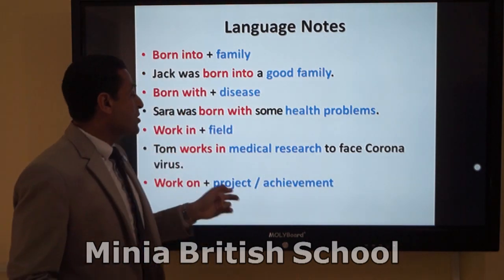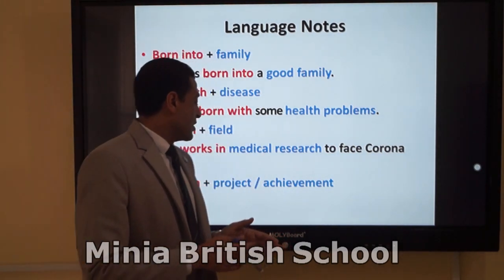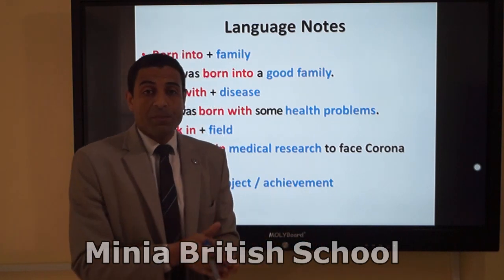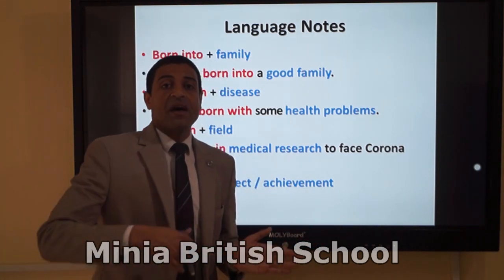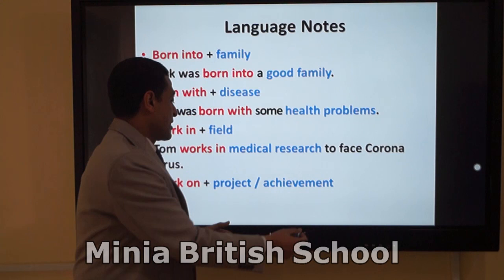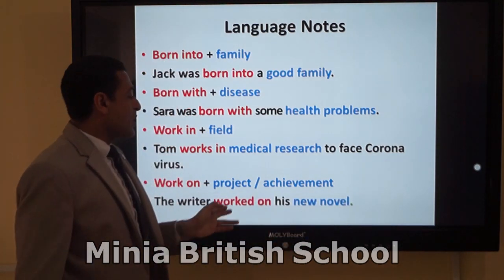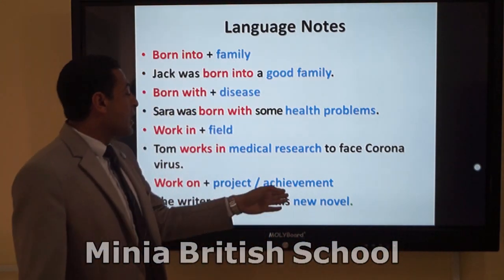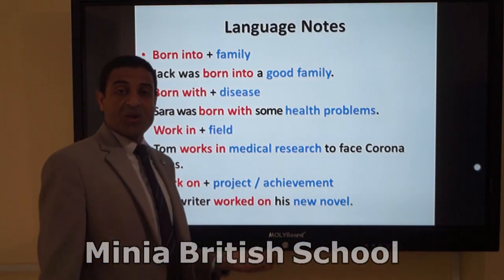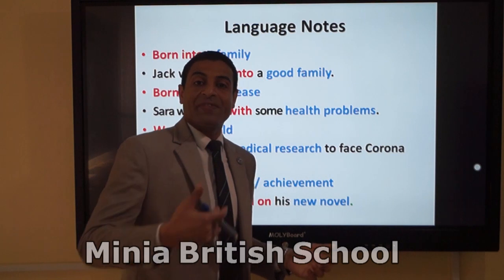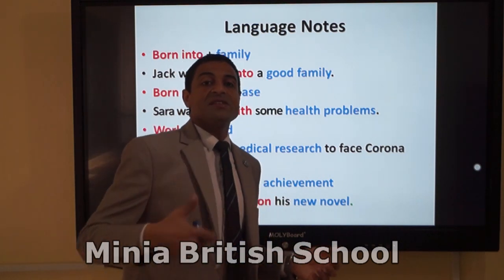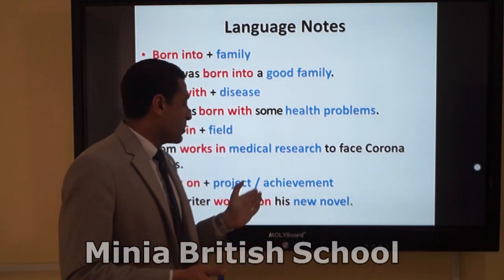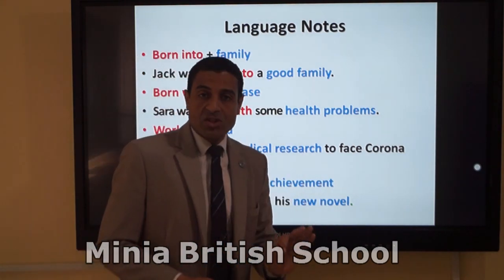And here, work on. Here you can use work on to mention a project or some achievements that I want to do. Just like this one: The writer worked on his new novel. So here I mention a project for this writer, and he works on it. He's developing it, he's checking it. So I can use work on to mention a project or an achievement.